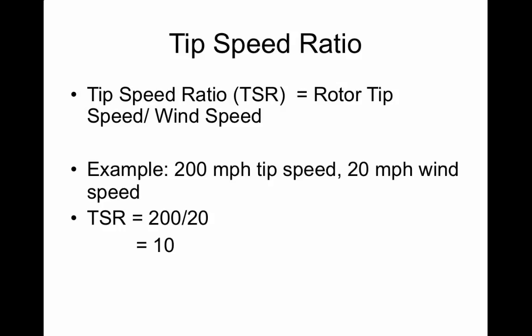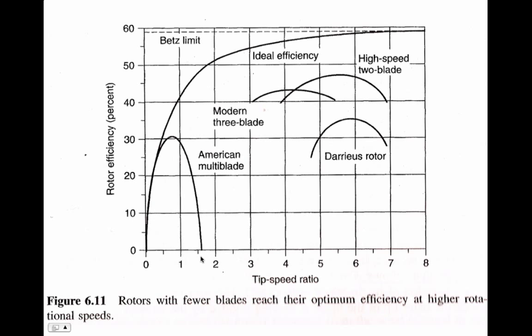So let's look at an example. If we have a 200 mile per hour tip speed, like we were talking about in the previous example, with a 20 mile per hour wind, we'd have a tip speed ratio of 200 miles per hour tip speed to 20 miles per hour wind, or 10. And if we look here, you can see that the Betz limit is 60%. That's the best you could ever have. You look at different types of rotors, and they have different optimal tip speed ratios.